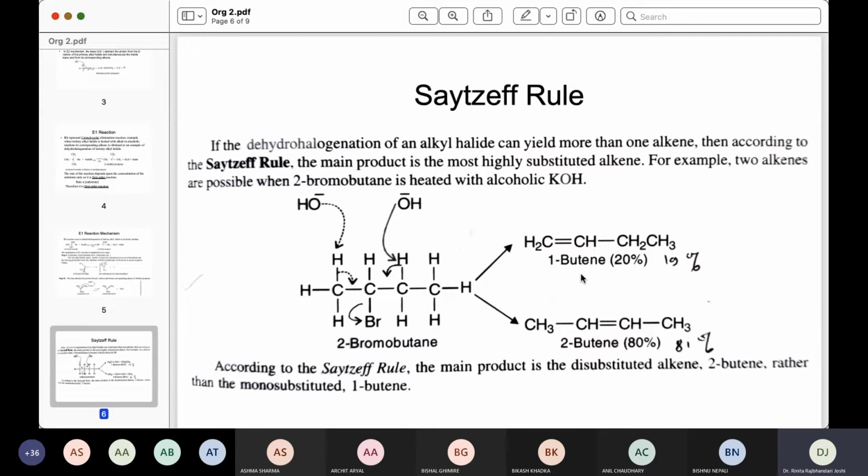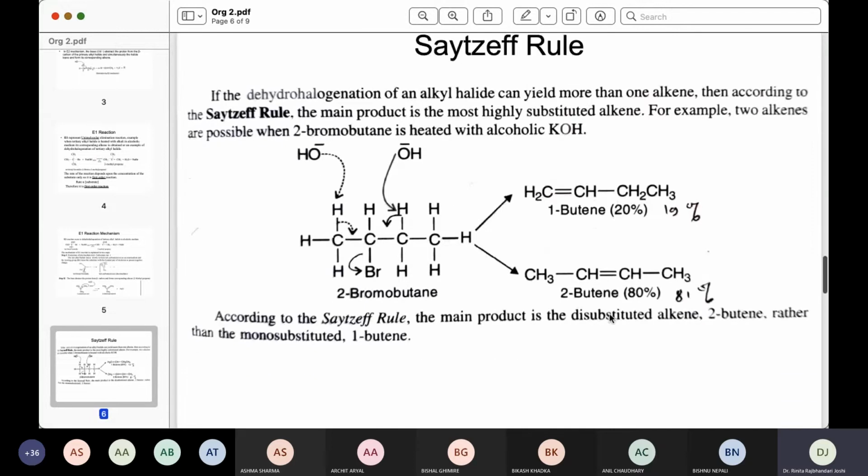That is your 1-butene. At the same time, if the base abstract this proton, okay, bonded pair of electron is shifted here, and this goes out, and the double bond is formed here. That is here. That is your 2-butene.